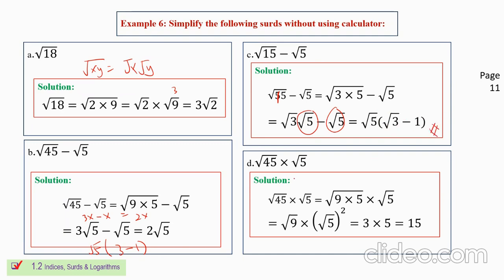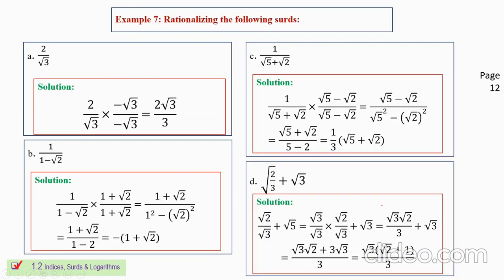Just leave your answer in the form of a surd. The next question is surd 45 multiplied by surd 5. You just multiply surd 45 by surd 5, then separate it. Remember, surd 5 squared is actually 5, so you have 5 times 3, which equals 15.